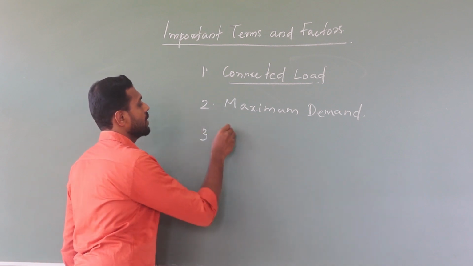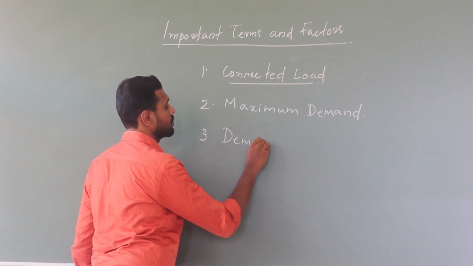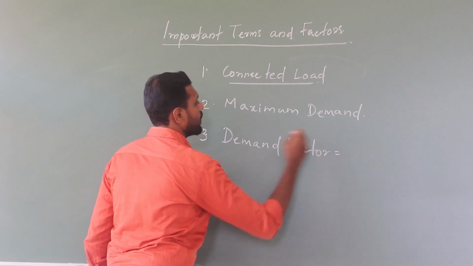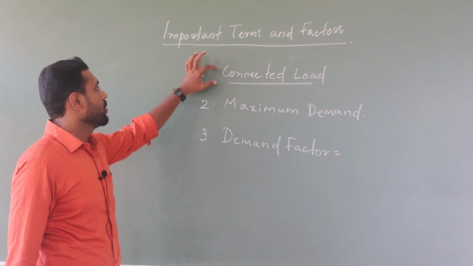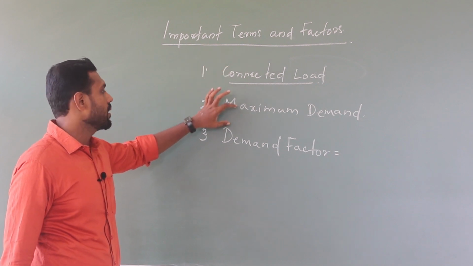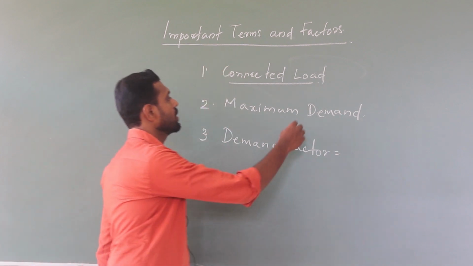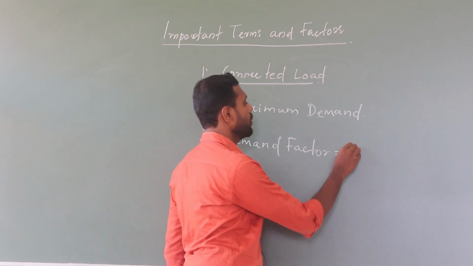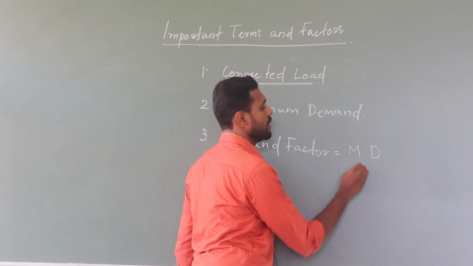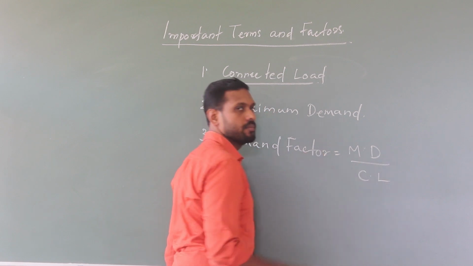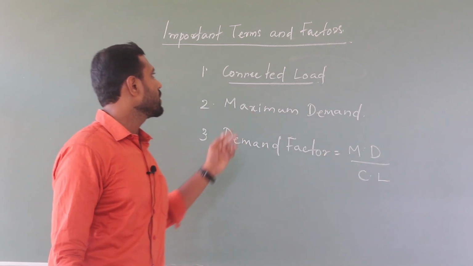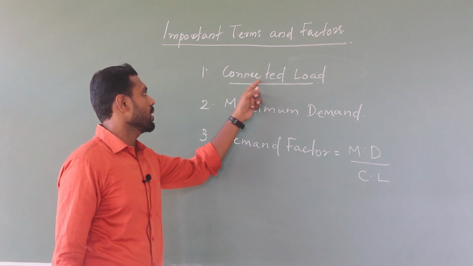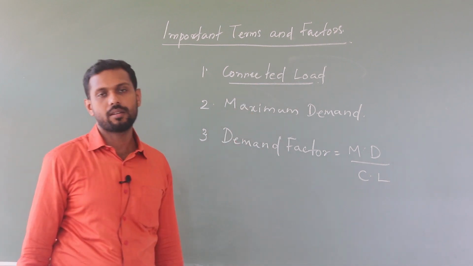Then the third factor is demand factor. If you examine connected load and maximum demand, then demand factor is very simple. That means the ratio of maximum demand to connected load. That means demand factor equals maximum demand divided by connected load. So first we discussed these three terms in a basic way: connected load, maximum demand and demand factor.